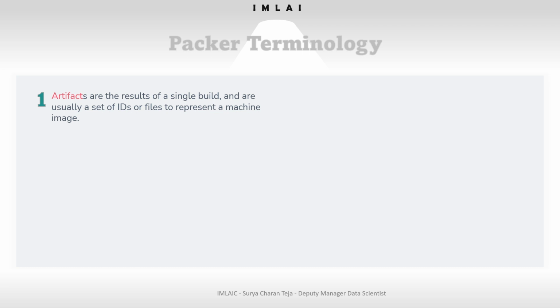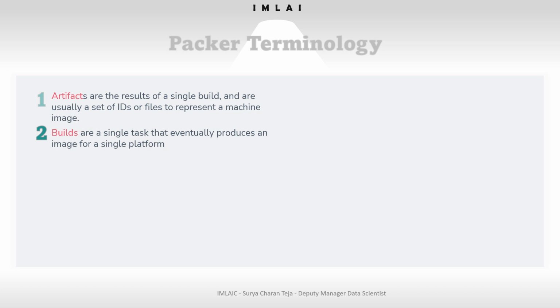So then the next term is build. Builds are a single task that eventually produces an image for a single platform. It's a single task, it creates a single image for a single platform. That's called a build. The output of this build is called an artifact. So multiple builds run in parallel.